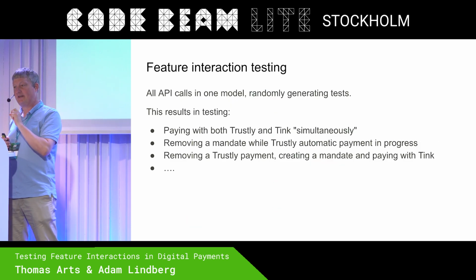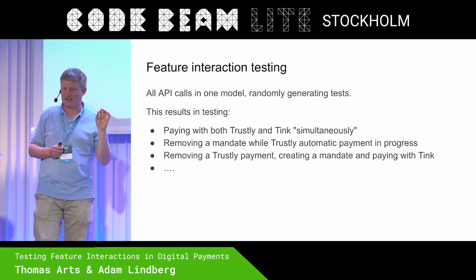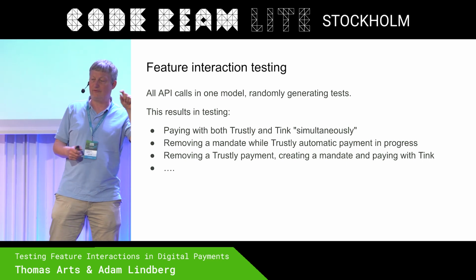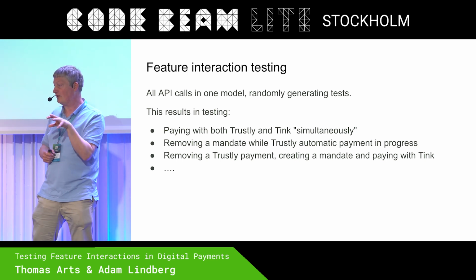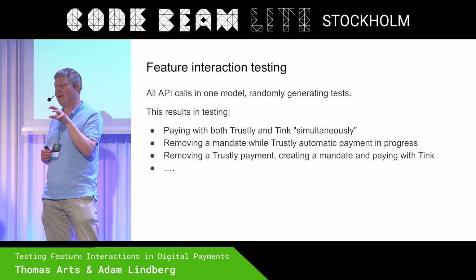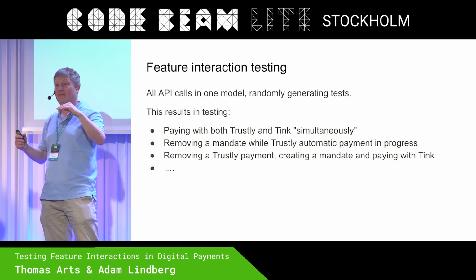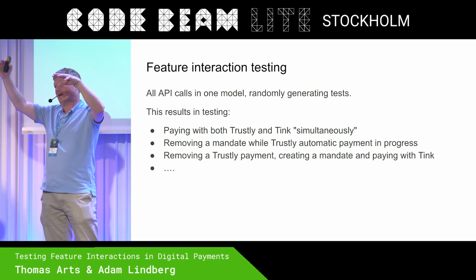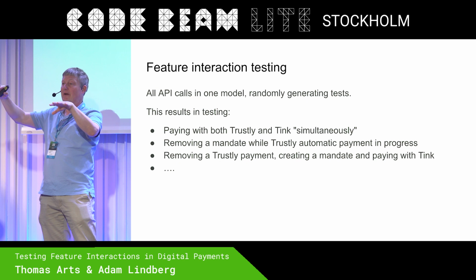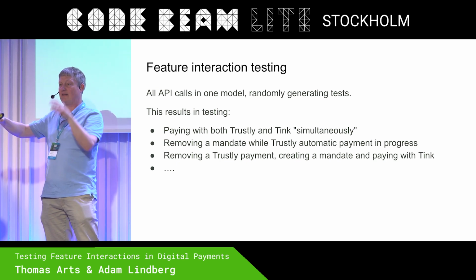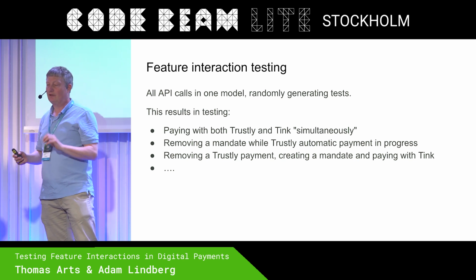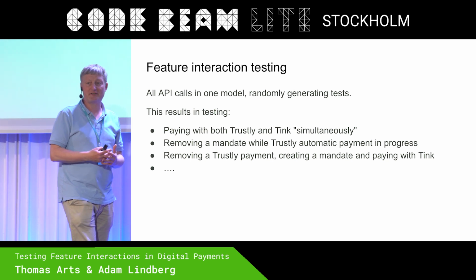So what happens then is you get feature interaction, because you have your tests for Tink and you have your mandates and your automatic payments on the mandates. So you start testing things like paying with both Trustly and Tink simultaneously. Oh, you start your mandate. Oh, you start paying manually, then your mandate is activated, and you do something else manually, you actually have paid it already, and then you try to do your automatic payment. What is happening? A lot of that behavior was not specified at all.